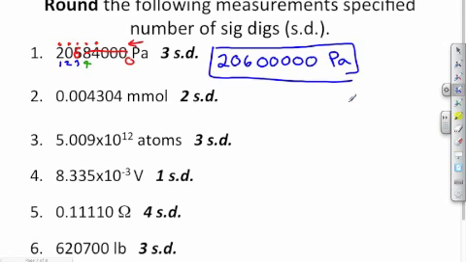Number 2, we have 0.004304 millimoles. That measurement is asked to be rounded to 2 significant digits. Using the Atlantic and Pacific rules, I notice that there is a decimal, so I'm going to start on the Pacific side, and I'm going to move to the right. First non-zero digit is 4.